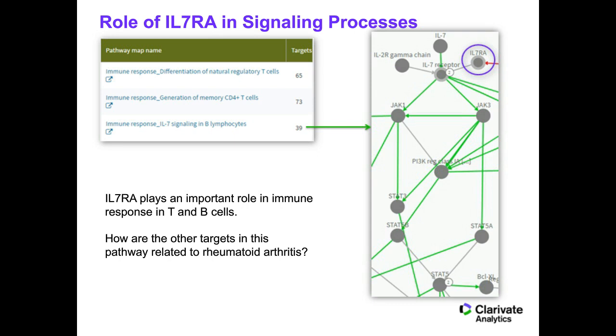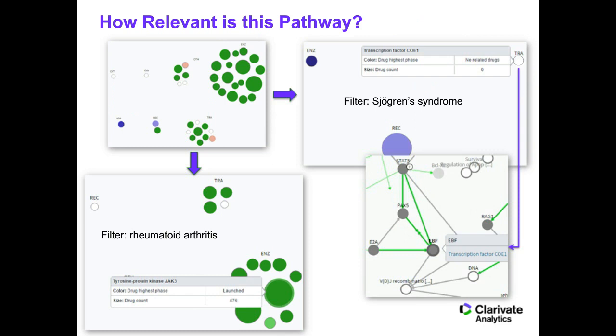But I have the question of, just how related is this pathway in general with rheumatoid arthritis and Chigorin syndrome? If I do hit IL-7RA, are the targets downstream of it important in rheumatoid arthritis, or would it really have no impact to other information we have related to those diseases? Answering that question is simple. We can take all those targets from the pathway, put them back on the landscape view, and begin to filter the relationships of those targets with the diseases we're interested in.